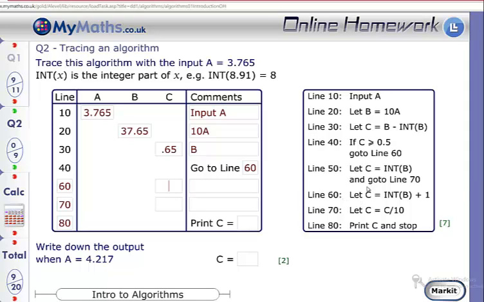So line 60, int b plus 1. So that would be int b, which is this one, right? Plus 1. So what would that be? Yeah. But look at this. This is the int number. So would that be this? Yeah, but currently it says that's b. So what do you think? You have to make a guess.